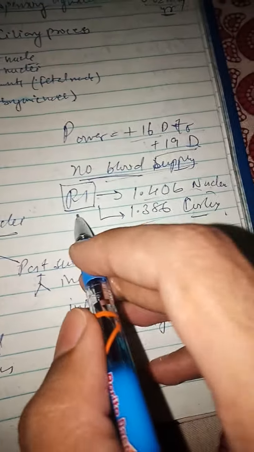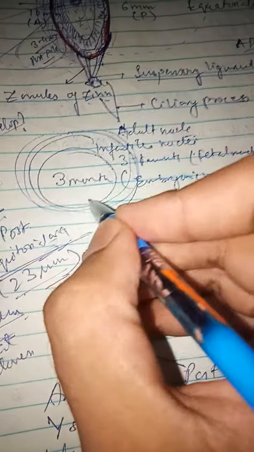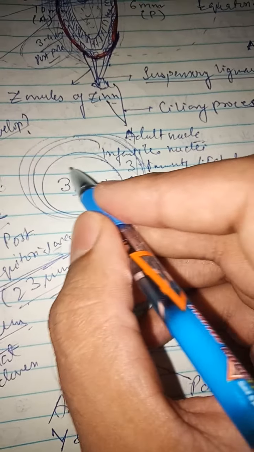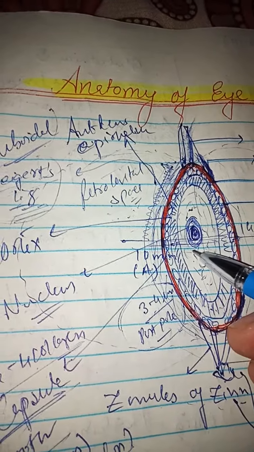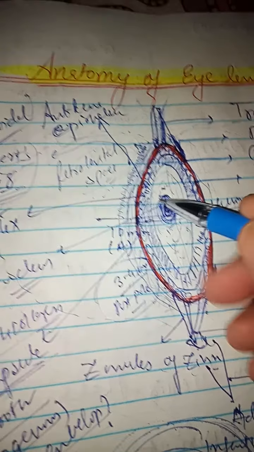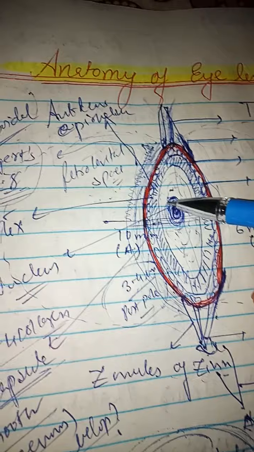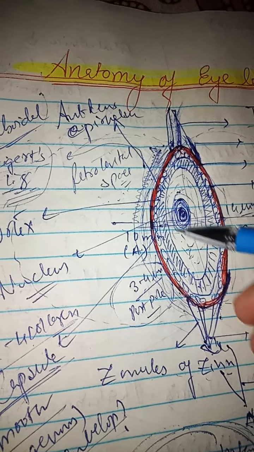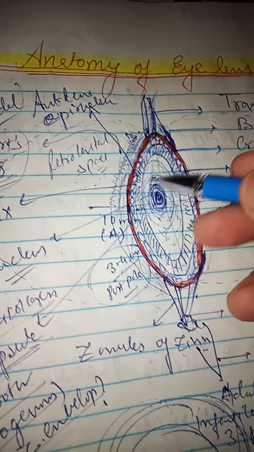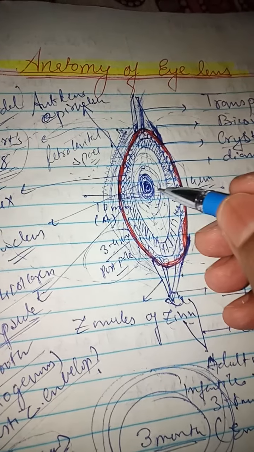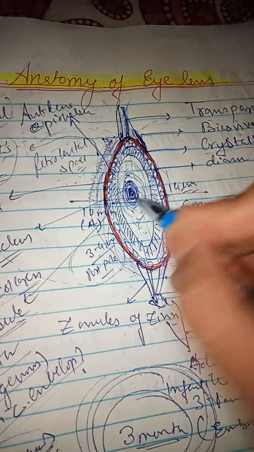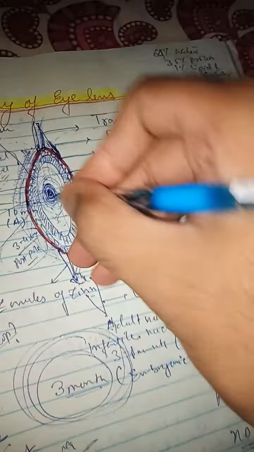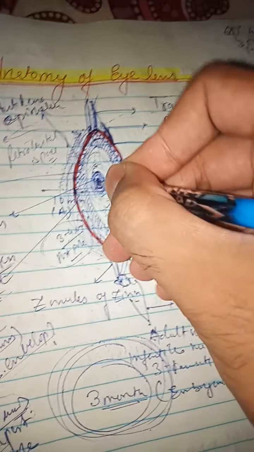Now the refractive index is 1.406 in the nucleus, and 1.386 in the cortex. It has a fetal nucleus. The embryonic nucleus is present at 3 months. Around the embryonic nucleus there is the fetal nucleus, 3 to 8 months. Then it is surrounded by the infantile nucleus, then the adult nucleus. The oldest nucleus is the embryonic nucleus, which is at the center.